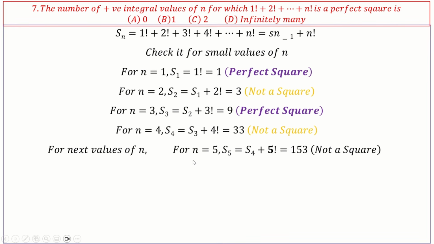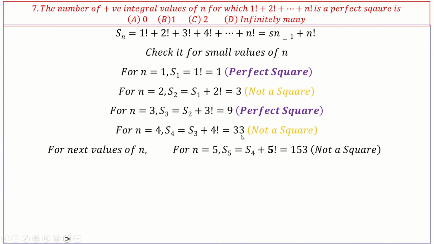For n equal to 5, now this is the important one. You get S of 4 plus 5 factorial. What is 5 factorial? 5 factorial is 120. You have a 0 at the end. So after 5 factorial, every factorial will have a 0 at the end, meaning the units digit is 0. Which means the overall units digit will be the same as S4.